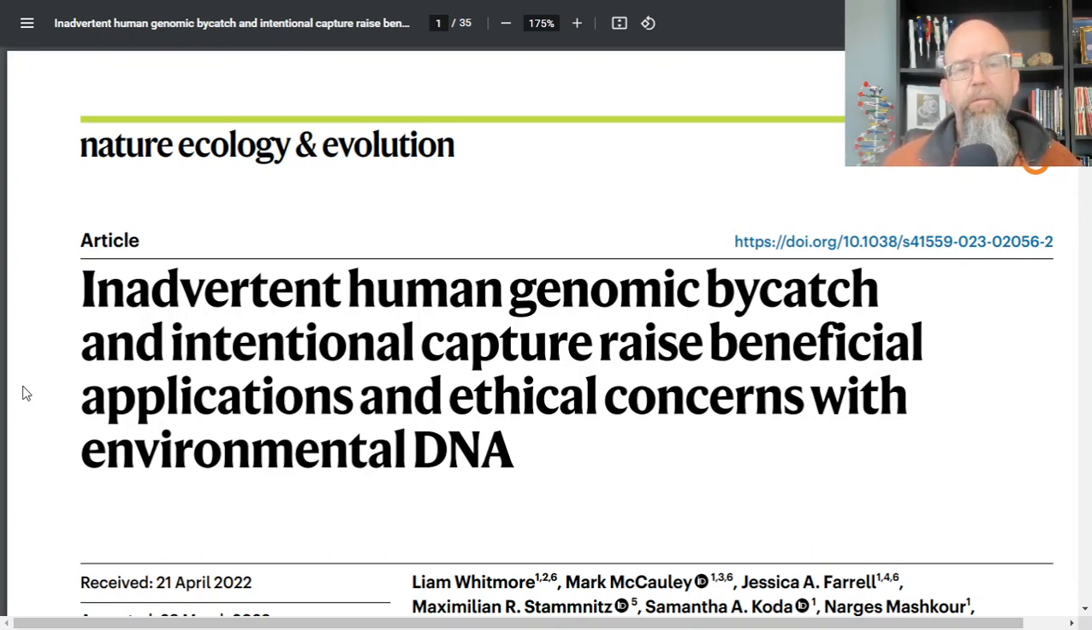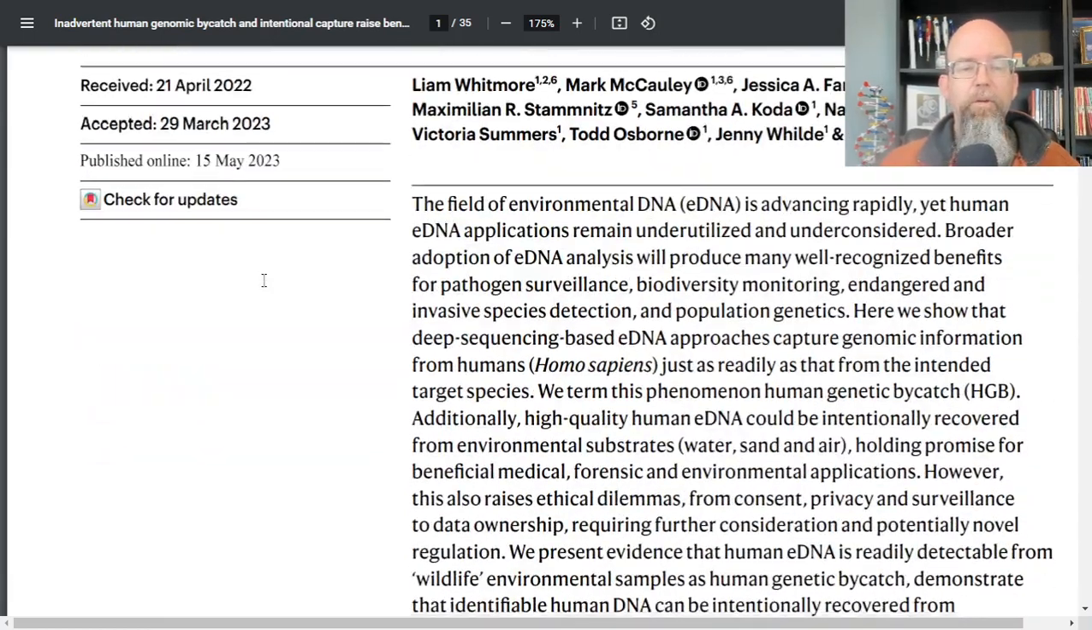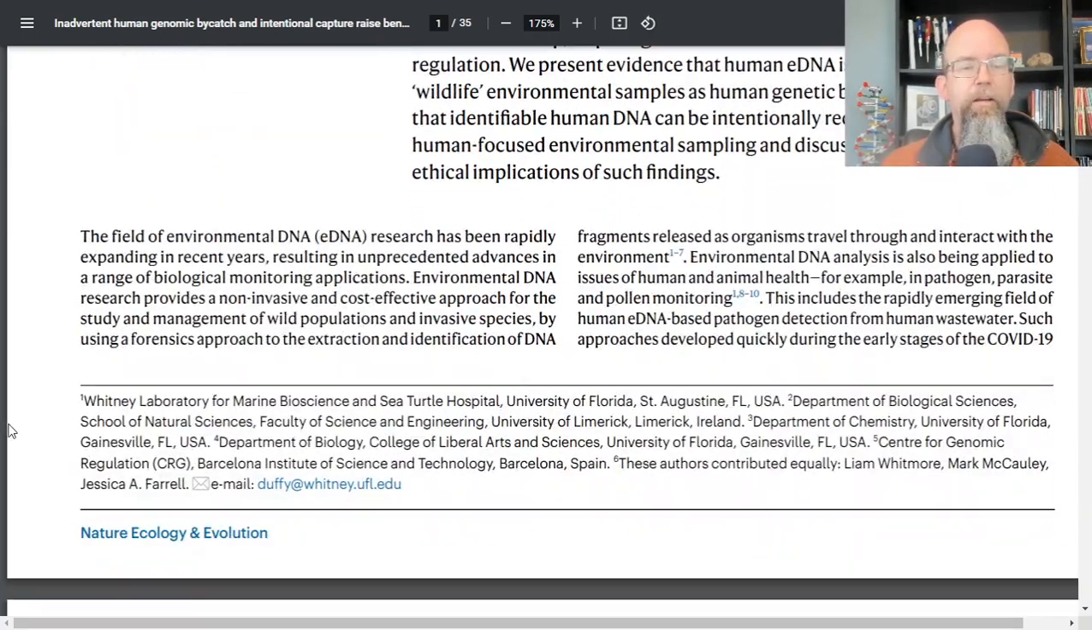All right, so this paper comes to us from Nature Ecology and Evolution. It's an open access paper, one of the reasons I feel like I can show it to you, even though it was published yesterday. We see that it's by the David Duffy Lab at the University of Florida, and a bunch of colleagues. Many of these colleagues are from the Whitney Laboratory of Marine Science and Sea Turtle Hospital. And they were particularly interested in green turtles and identifying locations, identifying green turtles and their populations and so forth.